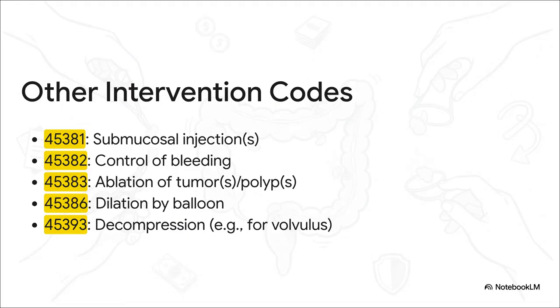And it doesn't stop with polypectomies. There's a whole menu of other codes for different interventions. For instance, 45381 is for an injection, 45382 is when they have to control bleeding, 45386 is for balloon dilation.